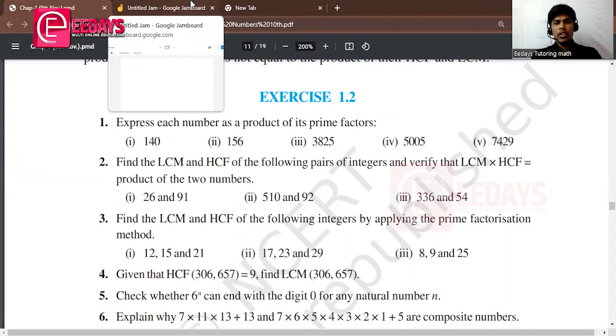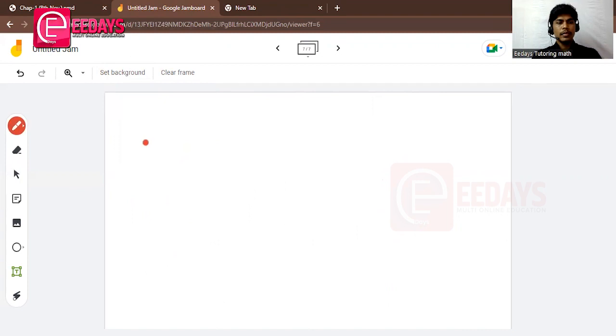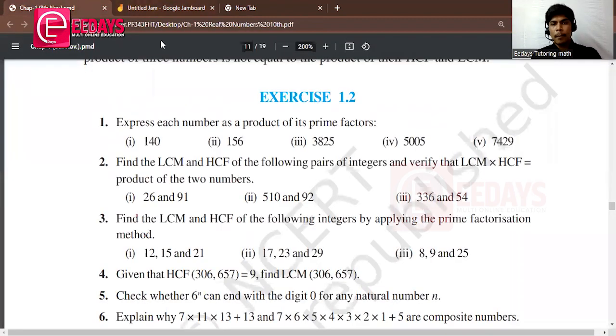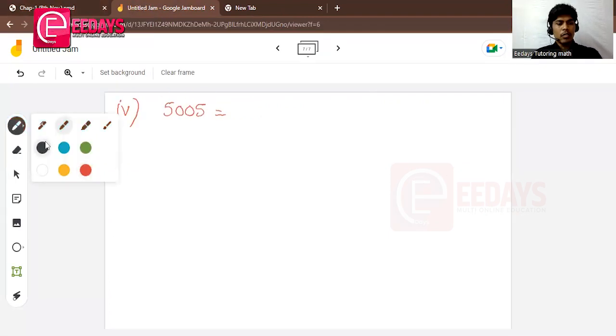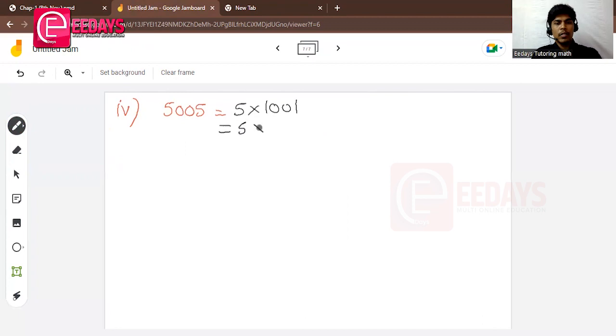Yeah, let's try with 5005, the fourth one. 5005 is a multiple of 5. If you observe carefully, you'll get 1001. 1001 cannot be divided by 5 again. The next prime after 5 is 7. If you divide it by 7, you will get 143.